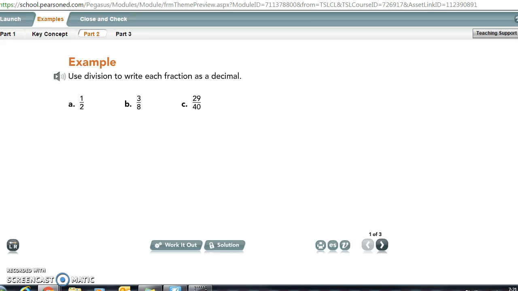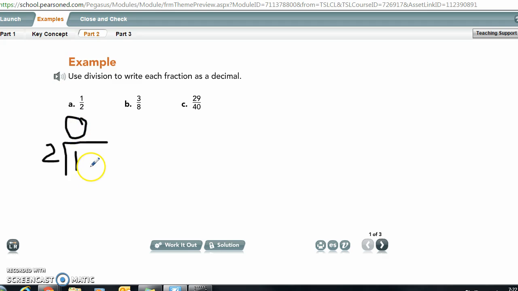On to part 2. Use long division to write each fraction as a decimal. So I'm going to go ahead and I'm going to do A. Let's do it together. So if I have 1/2, 2 goes on my outside and 1 goes on my inside. Now you might be saying, Miss S, 2 won't go into 1. Well, let's think about it. A fraction is always less than 1, so that'll make sense. 2 goes into 1 0 times.